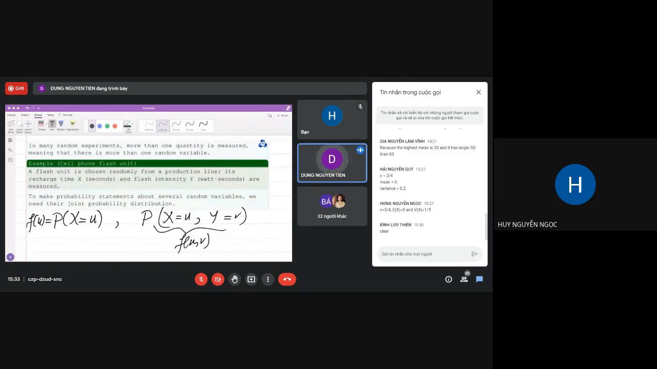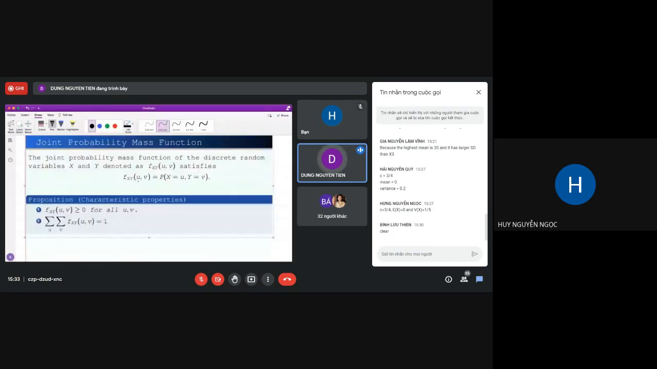Okay, so you get this function f of u, v. Now we have the properties that f of u, v is greater than or equal to 0. Besides, the sum of f of u, v is equal to 1. Okay, that is always 1.